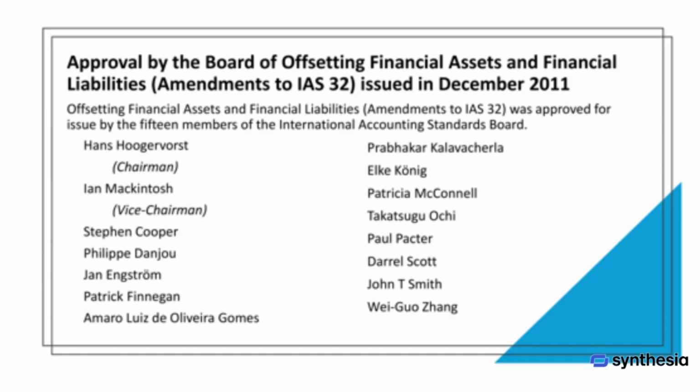In December 2011, the International Accounting Standards Board issued the amendments to IAS 32 concerning the offsetting of financial assets and financial liabilities. This amendment was approved by all 15 members of the board.